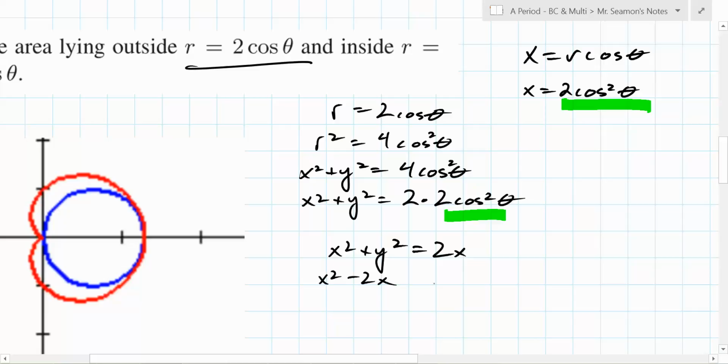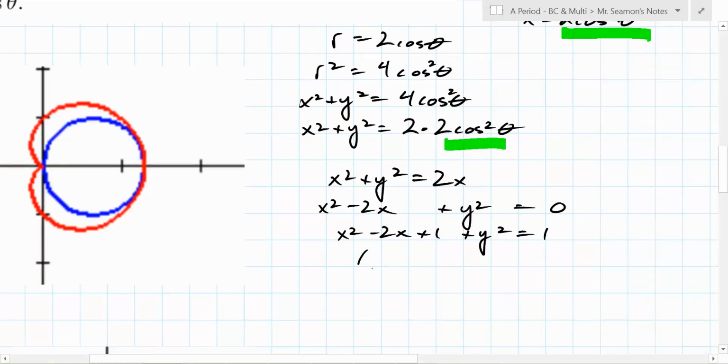Remember this? What can I add to both sides? So what do you end up with? Does this look familiar? You just showed that it's a circle of radius 1 centered at 1, 0. As you get more practice, you'll be able to just look at it and know that it's a circle of radius 1 around 1, 0.